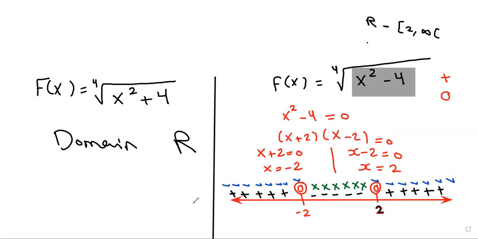So what is the domain in this case? The domain is going to be R minus the interval, because we have taken all the number line. We took all the number line. So R minus what? -2 open and 2 open. Did you get it?